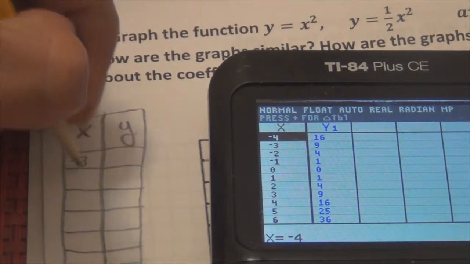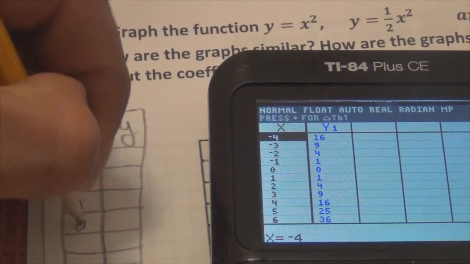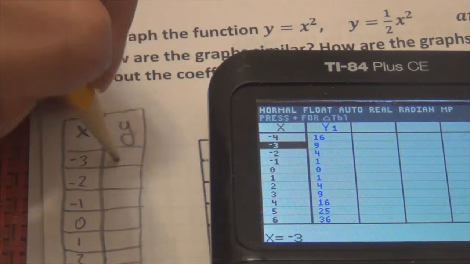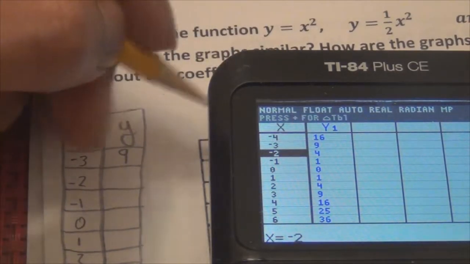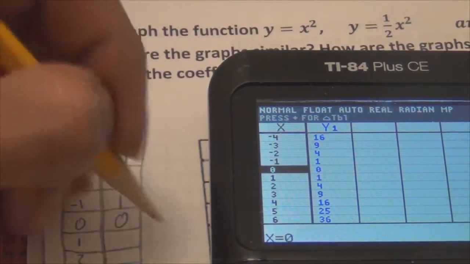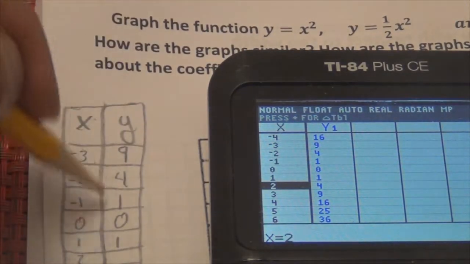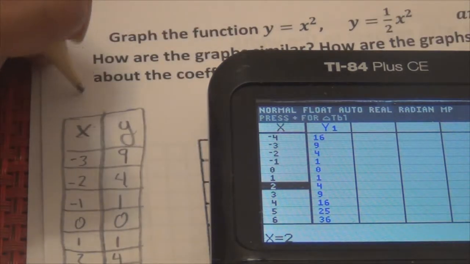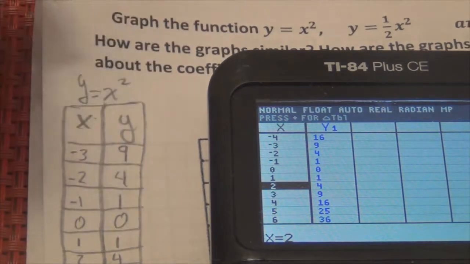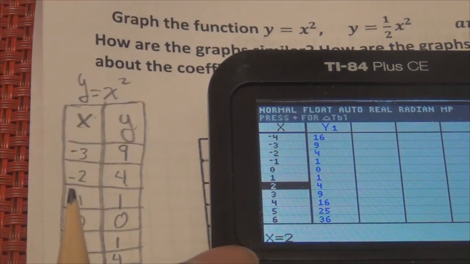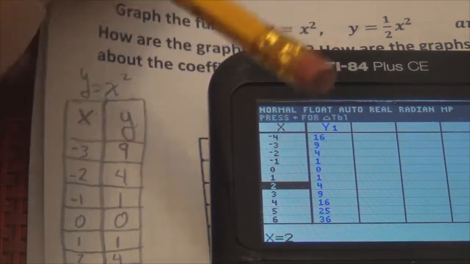So -3, -2, -1, 0, 1, 2, 3. So -3, 9, because that's what it says here. -2, 4, -1, 1, 0, 0, 1, 1. Oh, again, they repeat, so it's 4 and 9. And this is y equals x squared. Now let me do the table for the other one. And just remember, you have the table right here, so please copy it down.